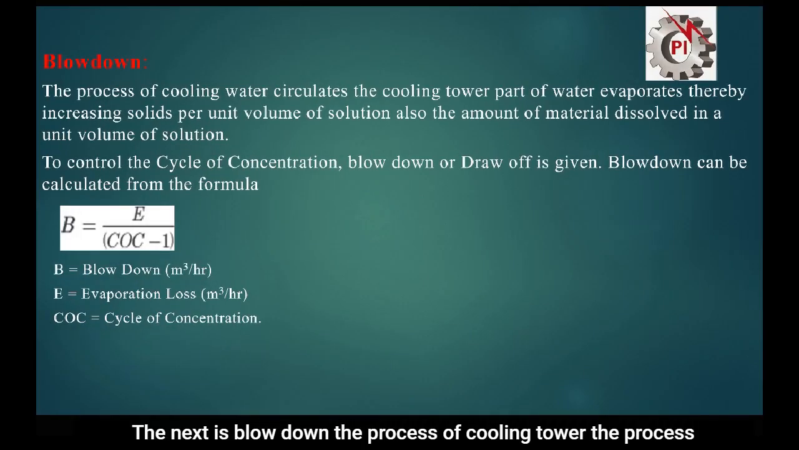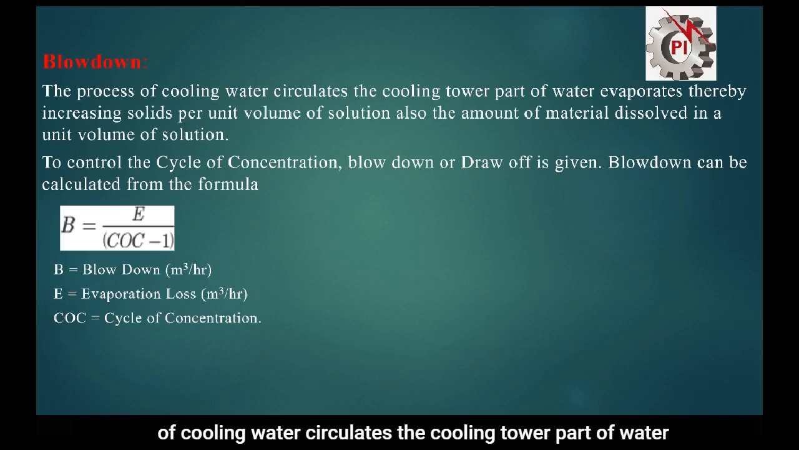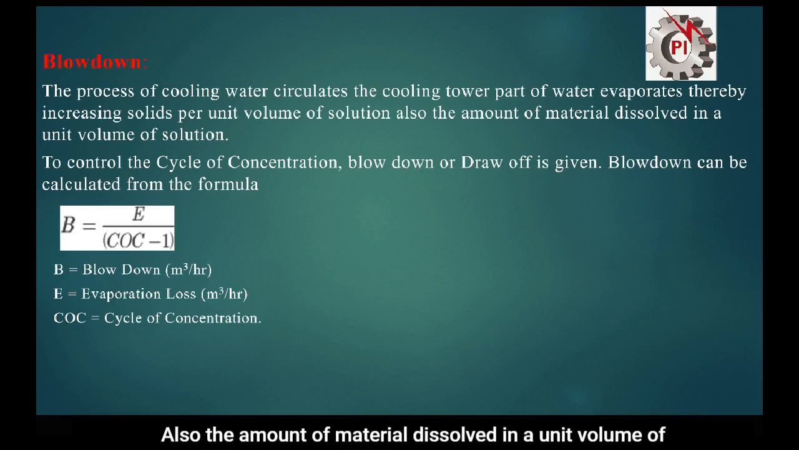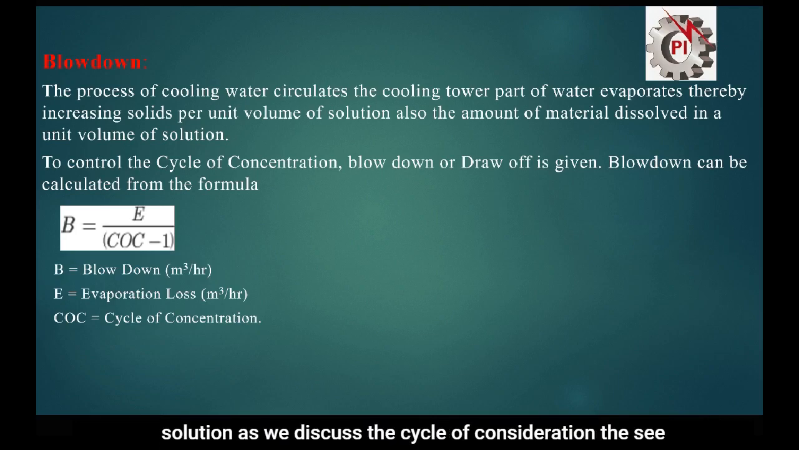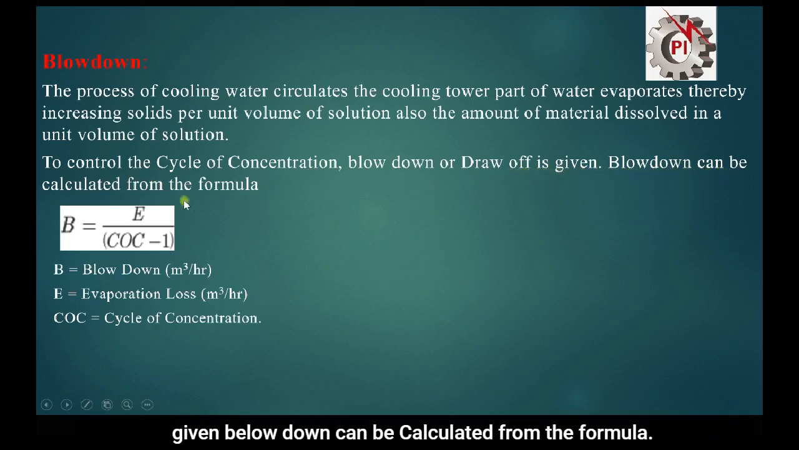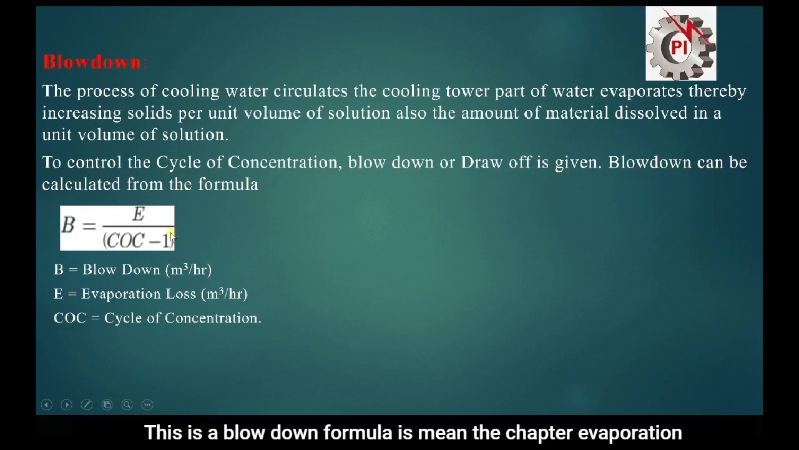The next is blow down. In the process of cooling, water circulates in the cooling tower. Part of the water evaporates, thereby increasing the solids per unit volume of solution, that is, the amount of material dissolved in a unit volume of solution. As we discussed the cycle of concentration, this is related to the cycle of concentration also. To control the cycle of concentration, blow down or draw off is given. Blow down can be calculated from the formula. This is the blow down formula.